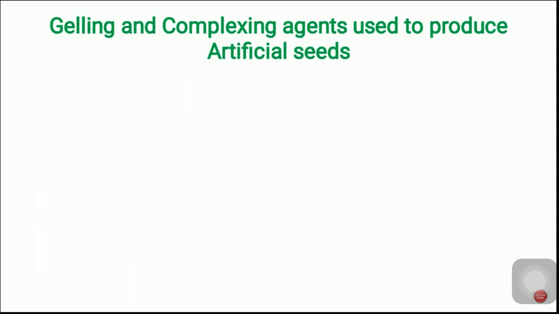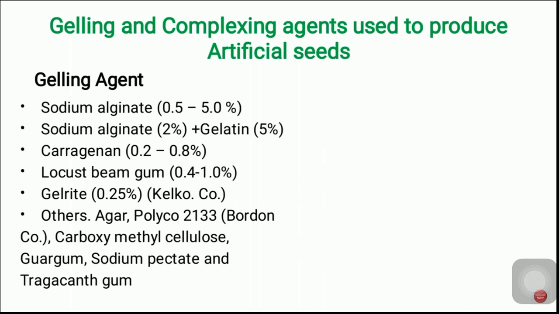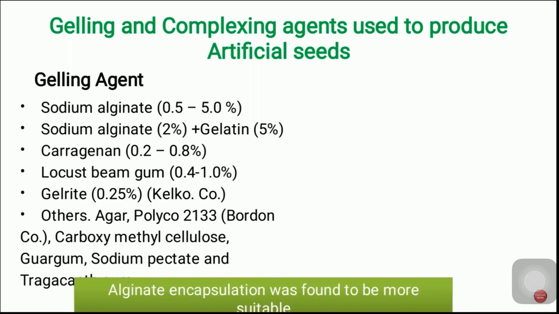Now we will see the gelling and complexing agents used to produce the artificial seeds. The common gelling agents are sodium alginate 0.5 to 5%, sodium alginate 2% with gelatin 5%, carrageenan 0.2 to 0.8%, locust bean gum 0.4 to 1%, Gelrite 0.25%, and other agents such as agar, polyox, carboxymethyl cellulose, guar gum, sodium pectate, tragacanth gum also reported. Compared to all of these, alginate encapsulation was found to be the most suitable and best one.